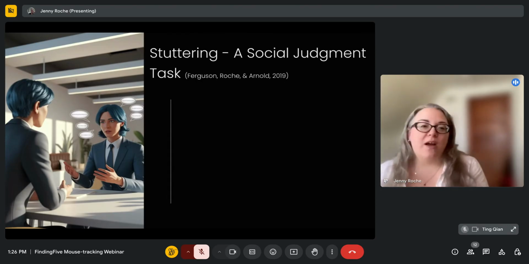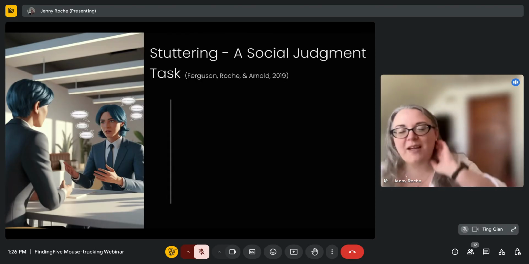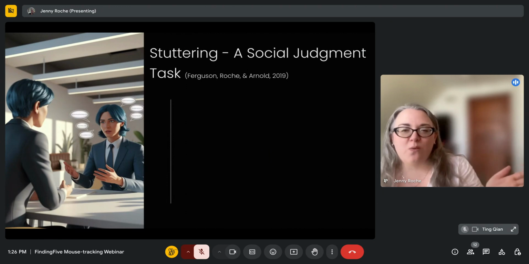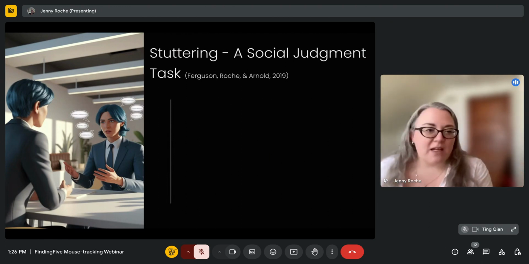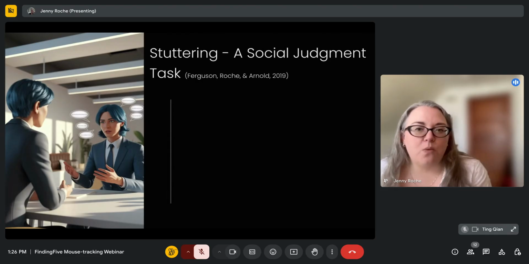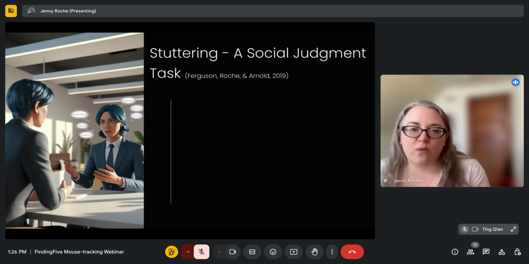Okay, so now that I've talked to you about computer mouse tracking, now you're like, well, does it even work, Jenny, if you're doing it in Finding Five? So like I said at the beginning, when the pandemic started, I was like, Ting, we really have to have this alternative to collecting data in the lab. Can you help us? And he goes, absolutely.